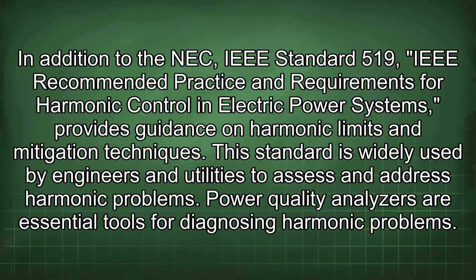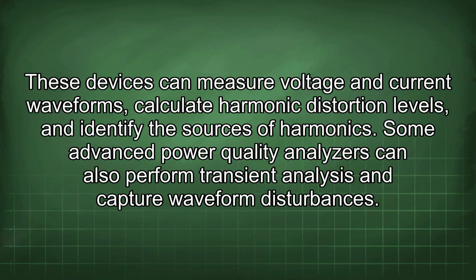In addition to the NEC, IEEE Standard 519, IEEE Recommended Practice and Requirements for Harmonic Control in Electric Power Systems, provides guidance on harmonic limits and mitigation techniques. This standard is widely used by engineers and utilities to assess and address harmonic problems. Power quality analyzers are essential tools for diagnosing harmonic problems. These devices can measure voltage and current waveforms, calculate harmonic distortion levels, and identify the sources of harmonics. Some advanced power quality analyzers can also perform transient analysis and capture waveform disturbances.